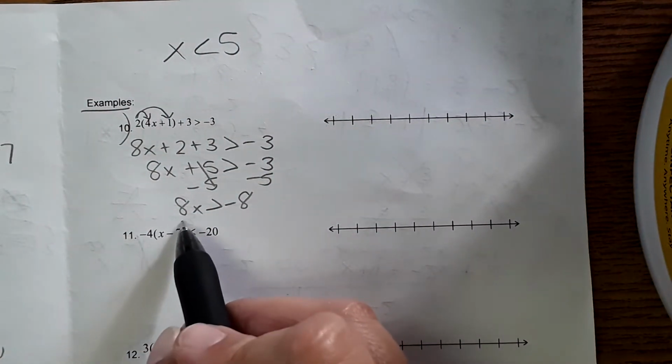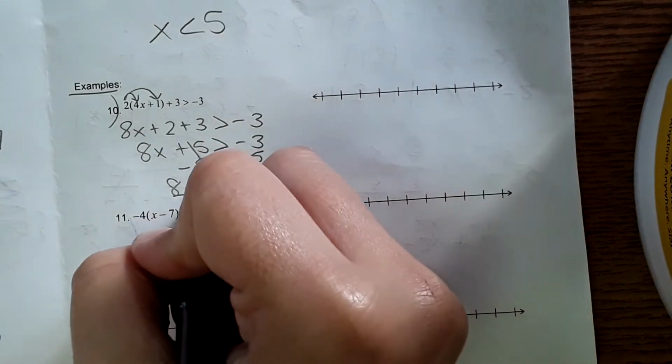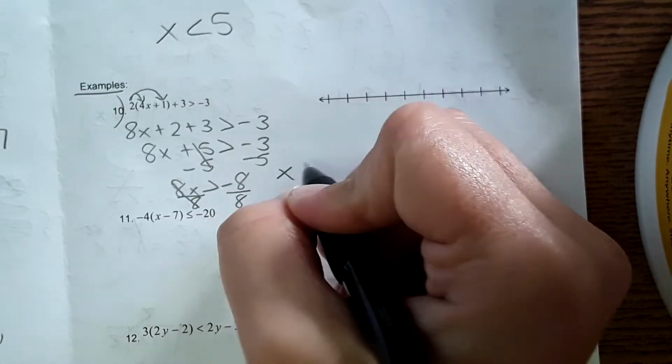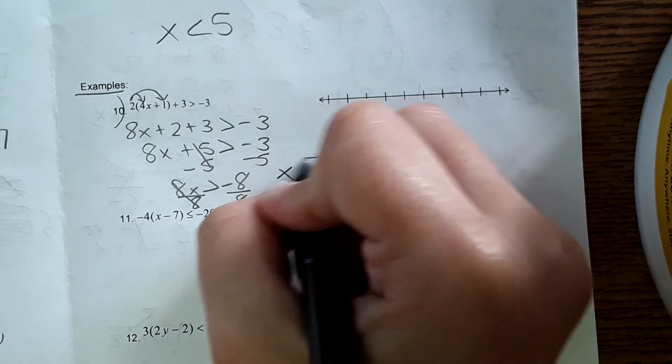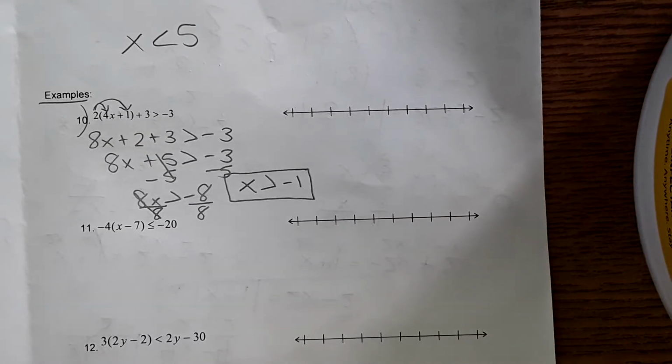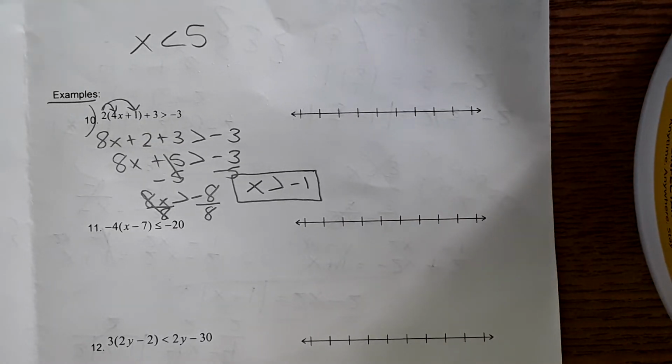I get down to this part and I need to divide both sides by 8. Because I'm dividing by a positive 8, I don't need to change the sign. My inequality comes out to this: x is greater than negative 1. So that's the first part of getting it right. The next part is to graph this.